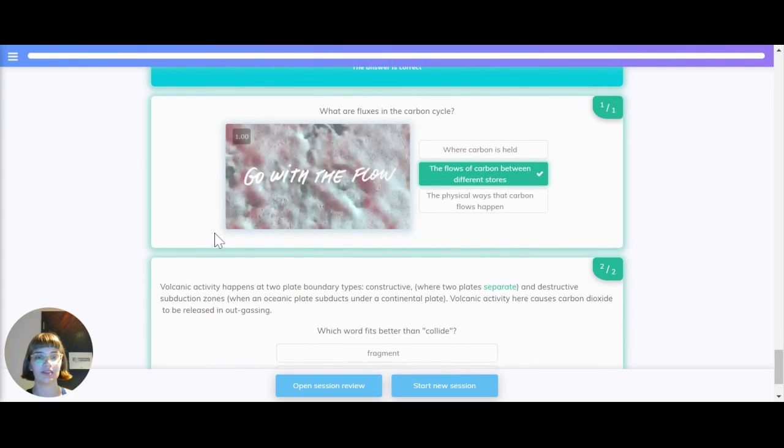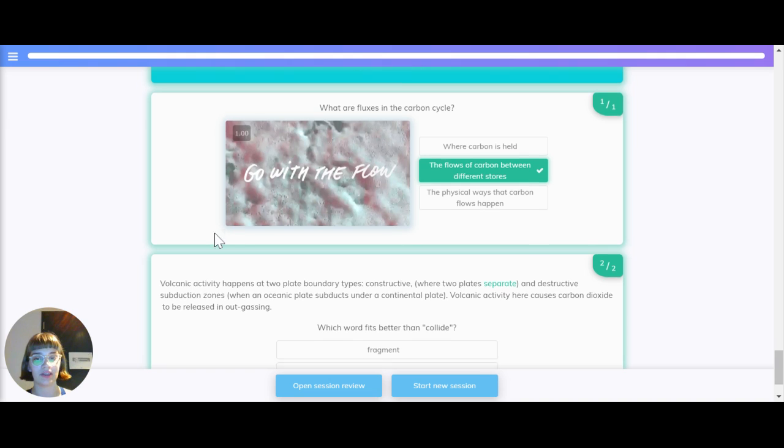What are fluxes in the carbon cycle? Are they where carbon is held, the flows of carbon between different stores, or the physical ways that carbon flows happen? Correct answer is that the flows of carbon between different stores.